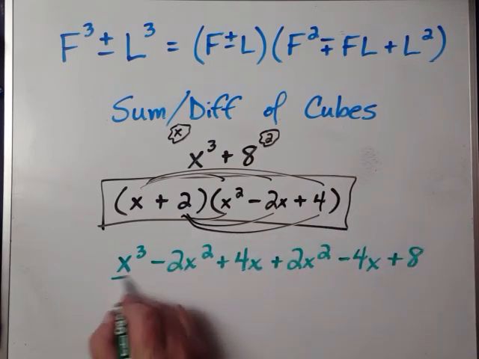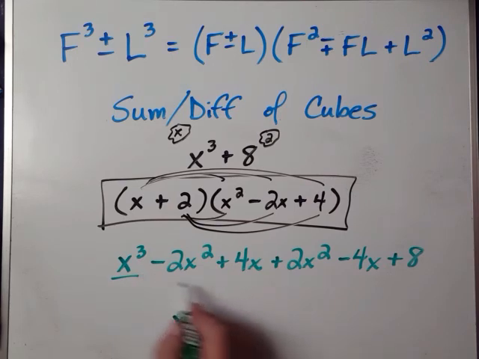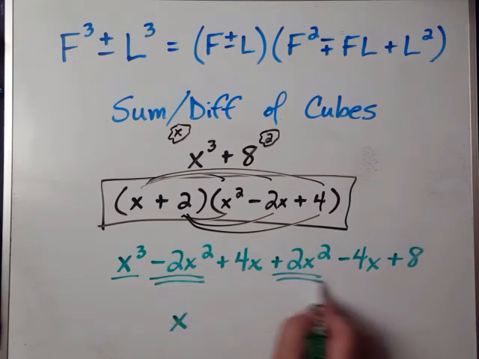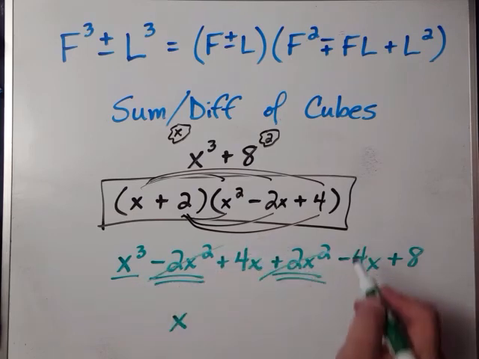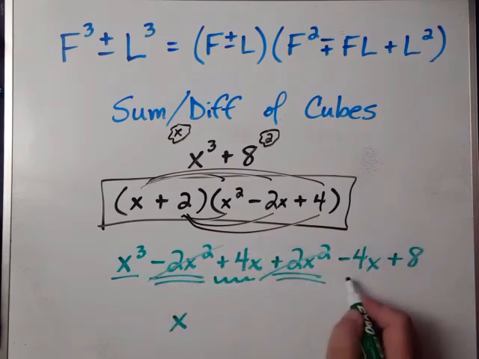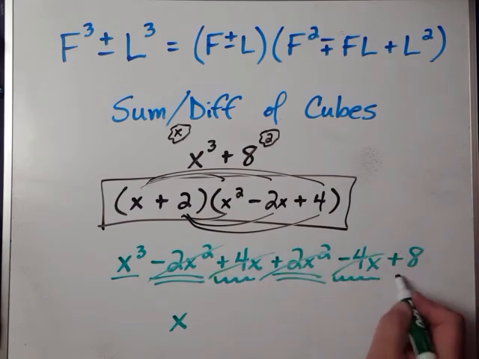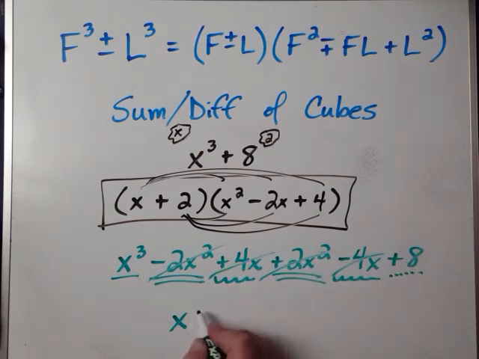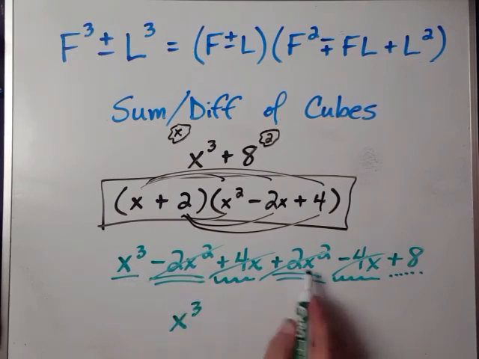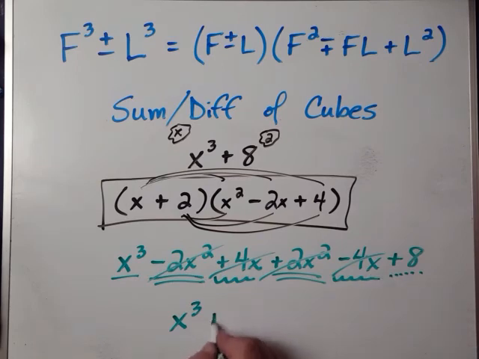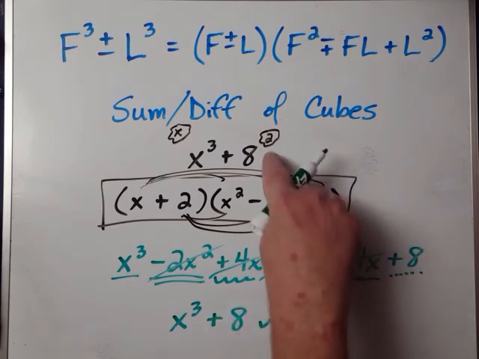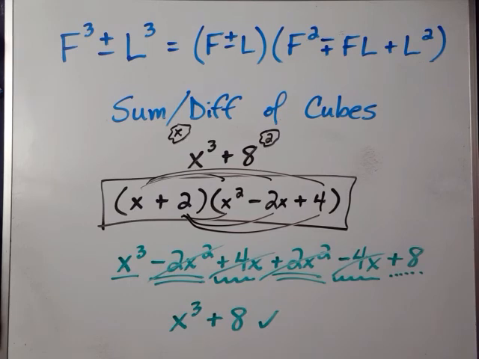Combine like terms. We've got our x cubed. Now watch what happens. My square terms, they subtract out, don't they? My linear terms, well, look at that. They subtract out. To leave just this little guy at the end, I left my cube off my x, didn't I? X cubed. The square terms subtract out, the linear terms subtract out, and plus 8. And it returns that original binomial, that original sum of cubes that we factored. So it does work.